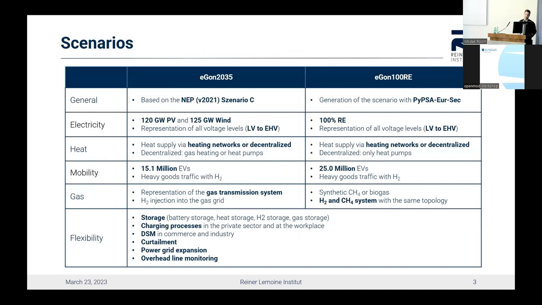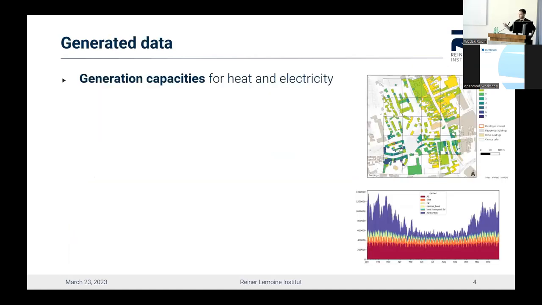I won't go deep into this. This is just to show you that we have two scenarios, one which is based on the Netzentwicklungsplan, Network Development Plan for 2035, from the version 2021, and one with the 100% renewable energy targets. So all sectors differ in the electrification grade. And we use a lot of flexibilities like storage, charging processes, demand side management, curtailment, power grid expansion, and so on.